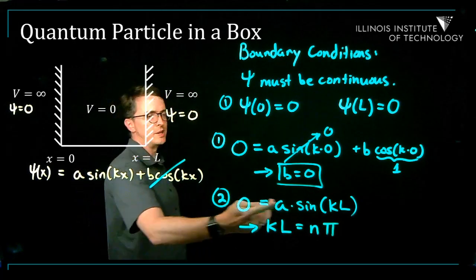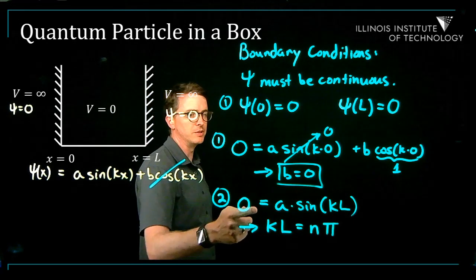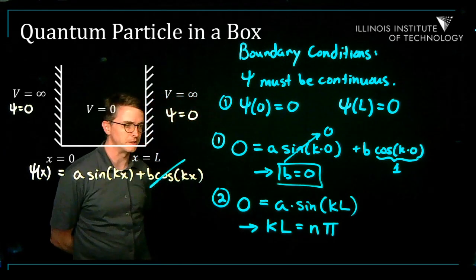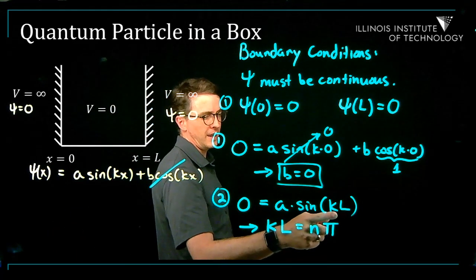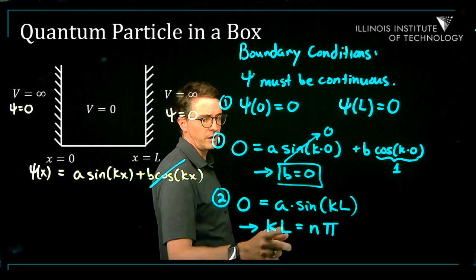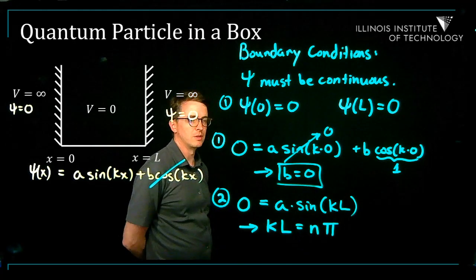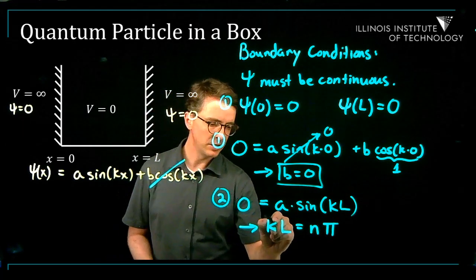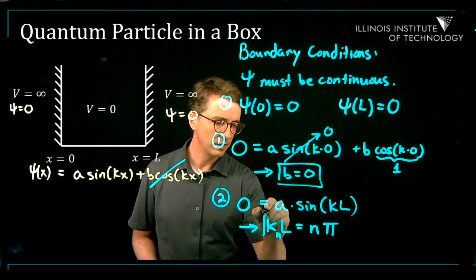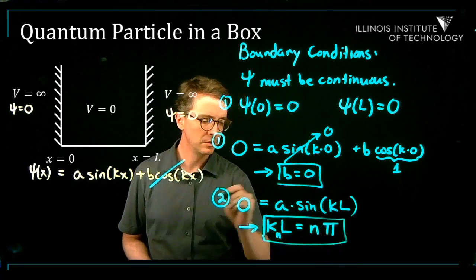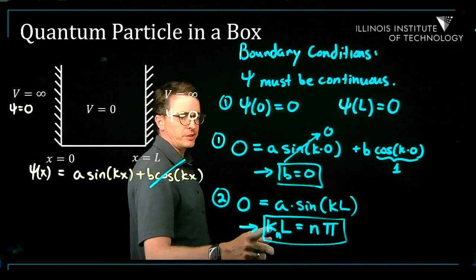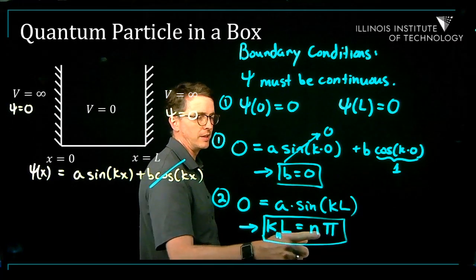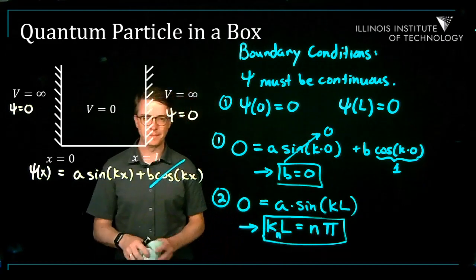In other words, there's two ways to satisfy this. Either a could be 0, which would be boring, because then nothing interesting would be happening, or k must take on some particular values so that the sine function itself vanishes. So this is really sort of unexpected, that apparently there's only certain values of k which are allowed. Basically, k times L has to equal n times pi.